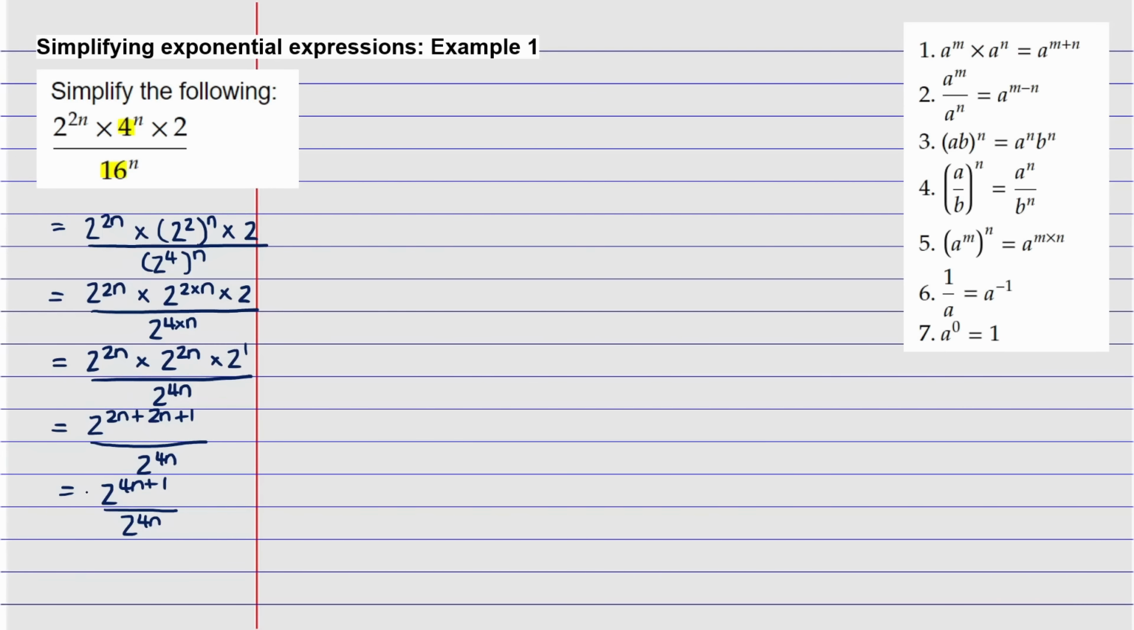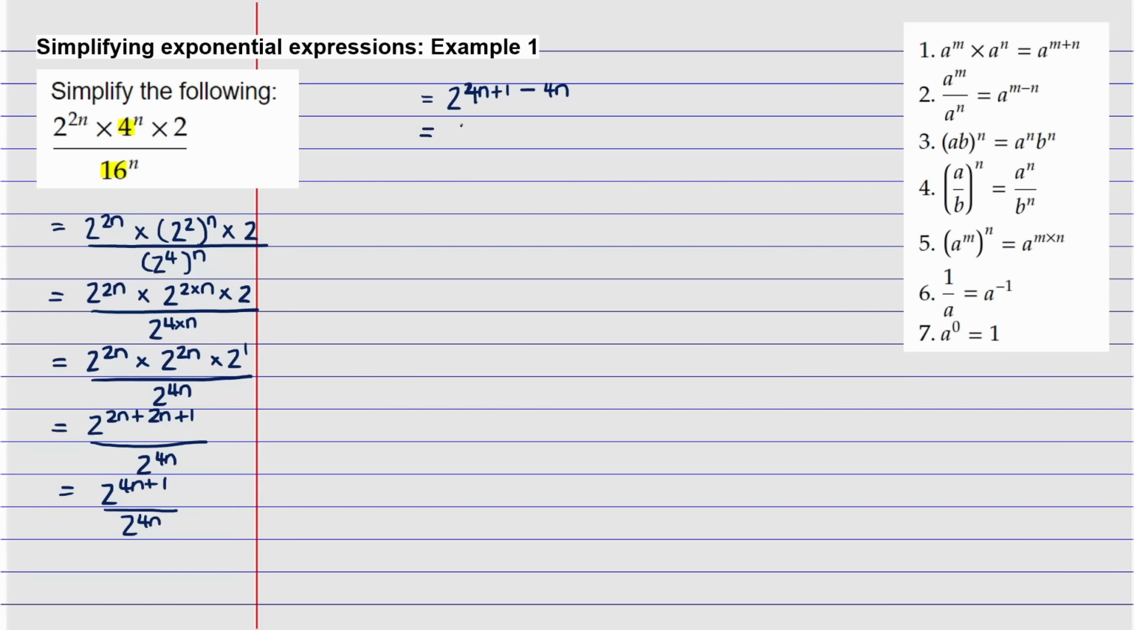So let's do that. With law number 2, we see that we have a division, and our bases are the same. So this is going to be the same as, and I'm just going to continue here. The base is 2, then you're going to have 4 to the power n plus 1, and this is going to be minus 4n. Since it's division, we are subtracting the exponents.